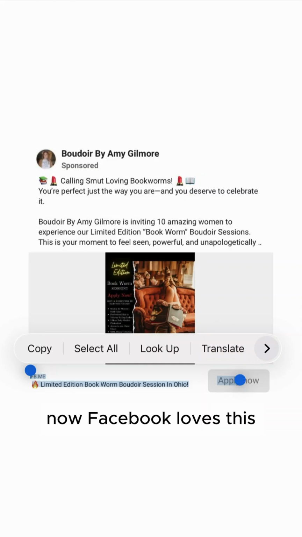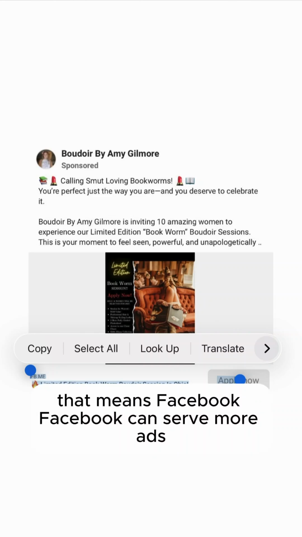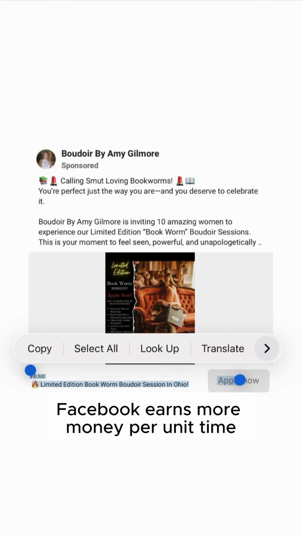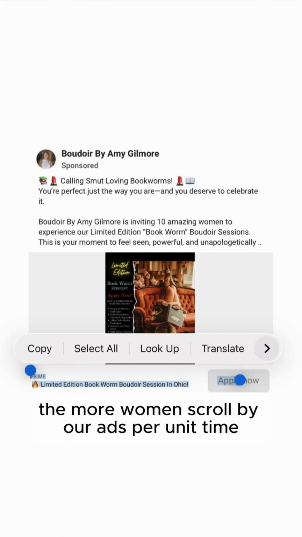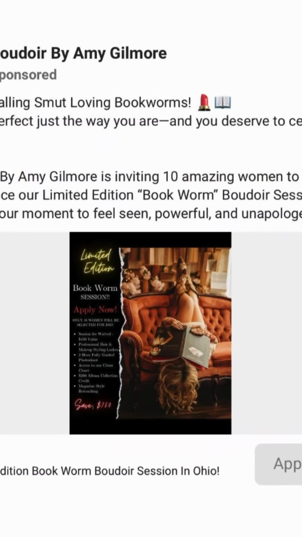Now Facebook loves this because the more women that scroll by our ad per unit time, that means Facebook can serve more ads, more impressions of other advertisers' ads per unit time. Facebook earns more money per unit time the more women scroll by our ads per unit time. So we never want to follow what Facebook recommends for us for that reason.